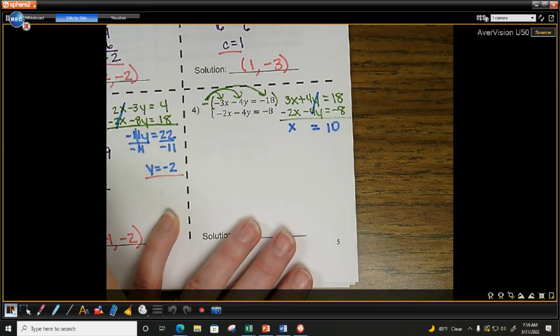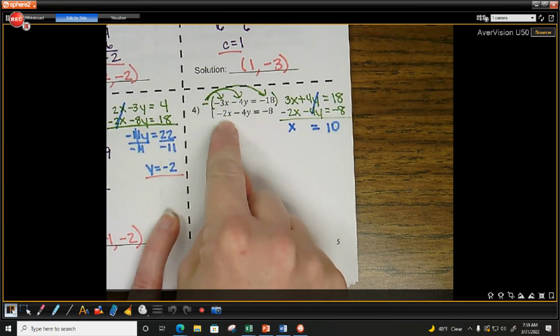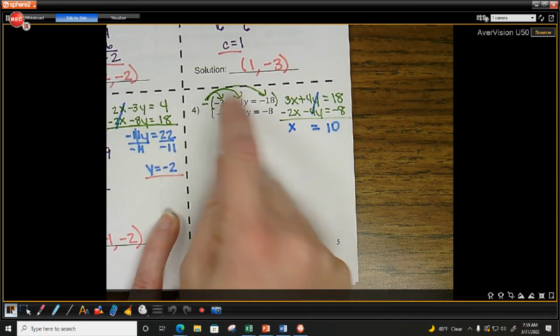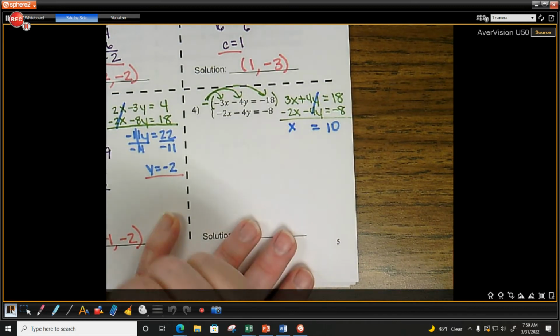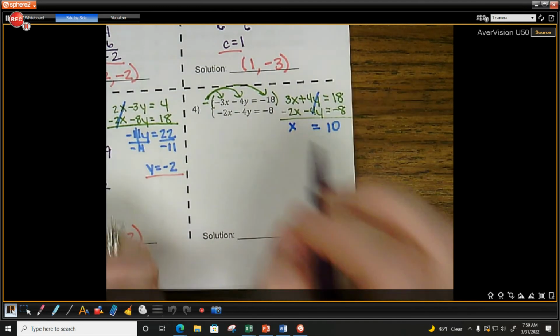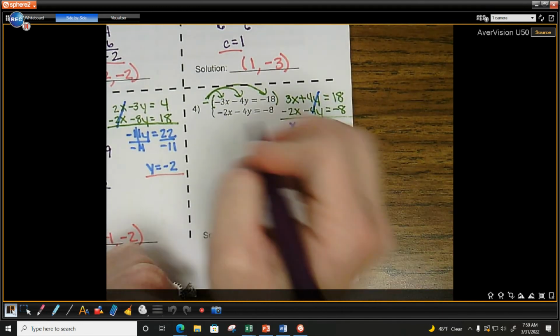Now we need to find our y. Would y'all rather use the top or the bottom? Both of them have lots of negatives, so I wouldn't really have a personal preference. Which one do y'all want to use? Bottom, I heard. I would maybe use the bottom just because they have smaller numbers. But again, we would get the same answer if you chose the top.